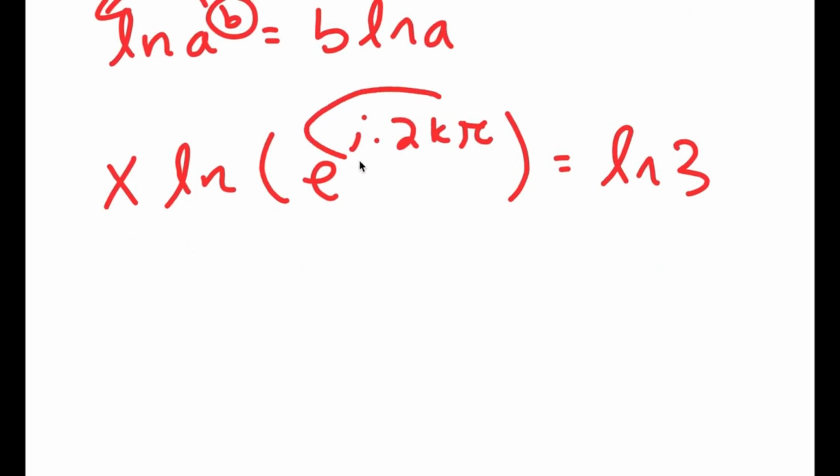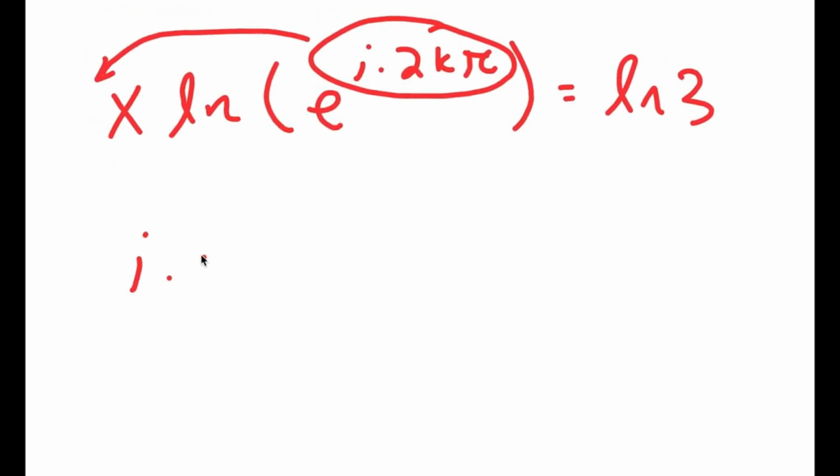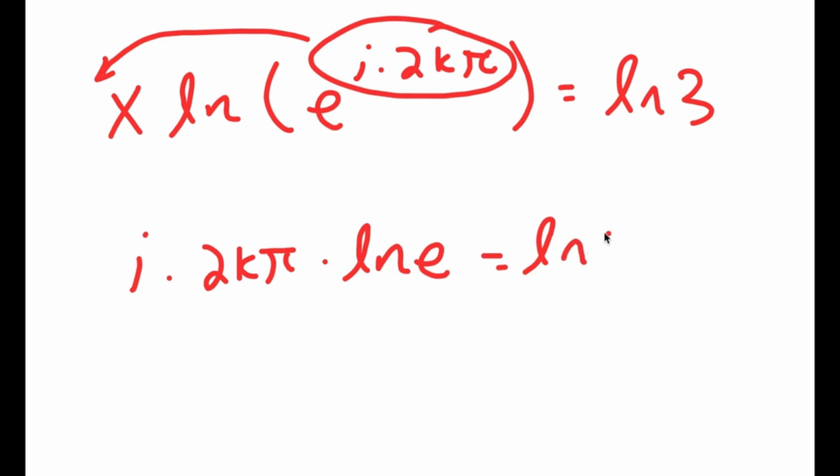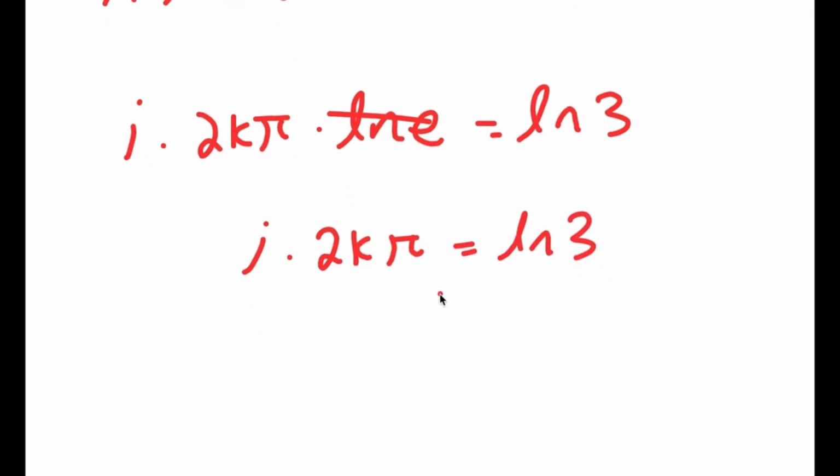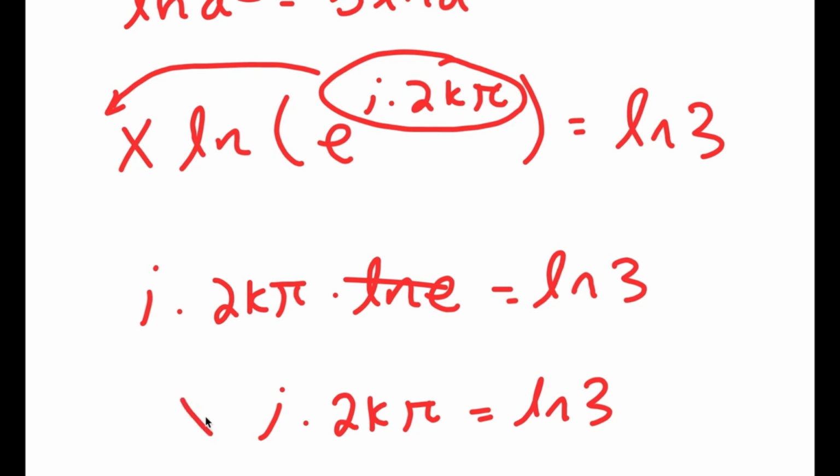Now, I'm going to use this property again and move this to the front as well. So I get x times I times 2k pi times ln e is equal to ln 3. And ln e, these two cancel out. So now I'm left with x times I times 2k pi is equal to ln 3. Sorry, I also have x.